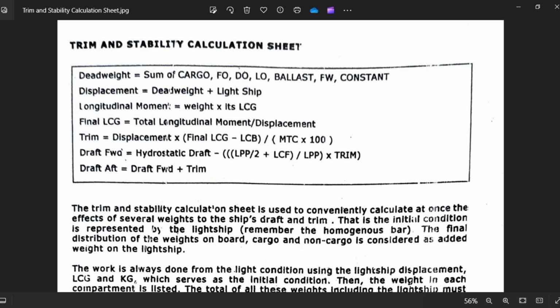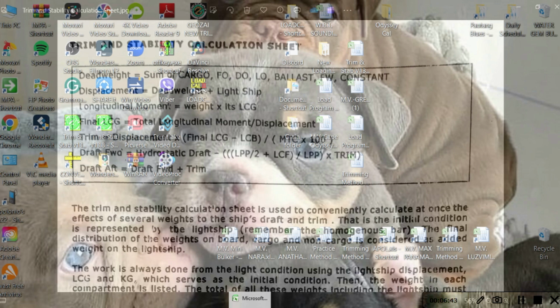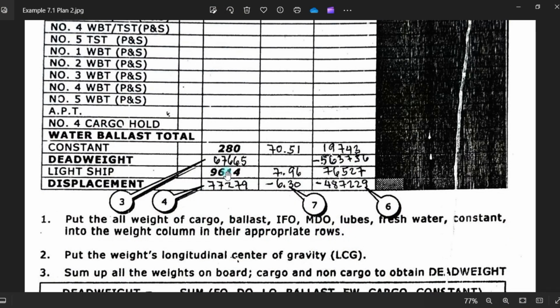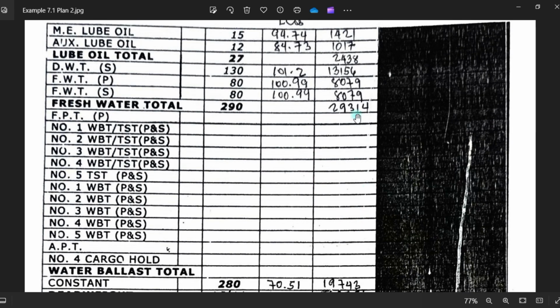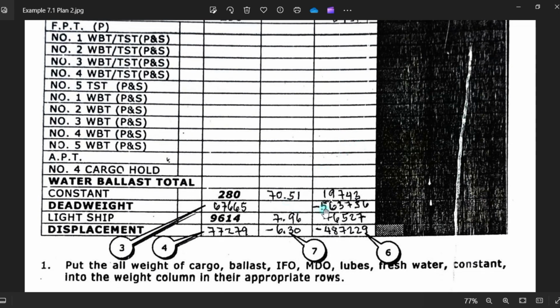Okay, and I'm sorry, this will be your deadweight, and sum all the longitudinal moments. The total sum of the longitudinal moments will be this one, 363,756. Then you add the light ship. Once you have the light ship, you will have the total displacement.